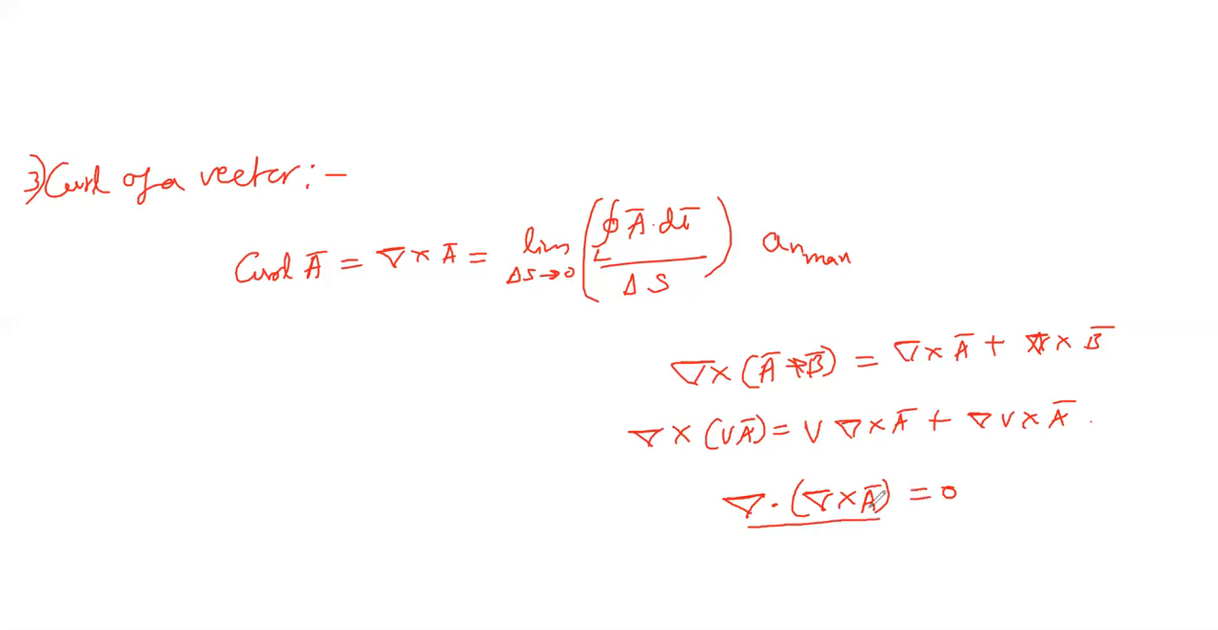The curl of the gradient of a scalar field also vanishes. That is, curl of gradient, del cross del V, where the gradient is del V, is also zero.